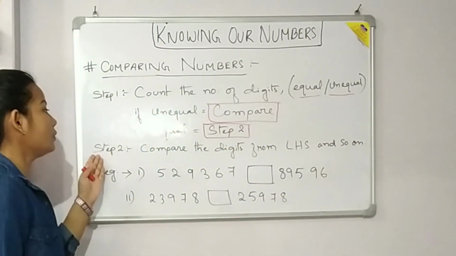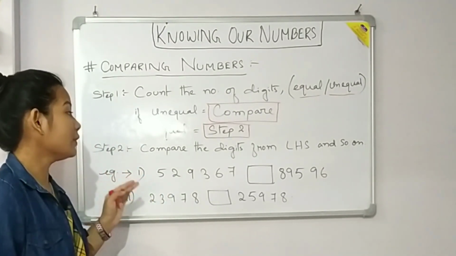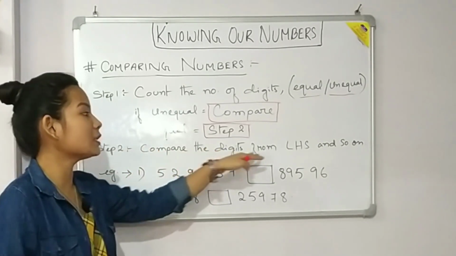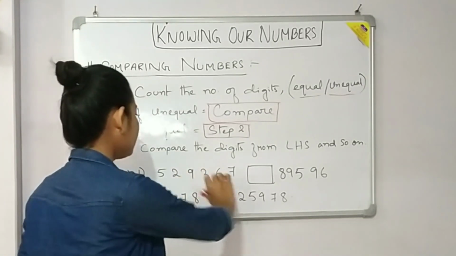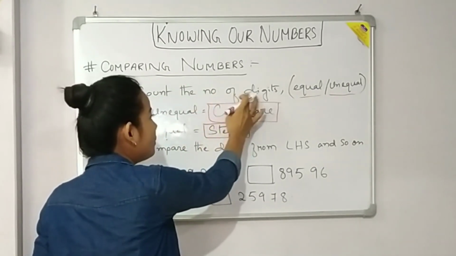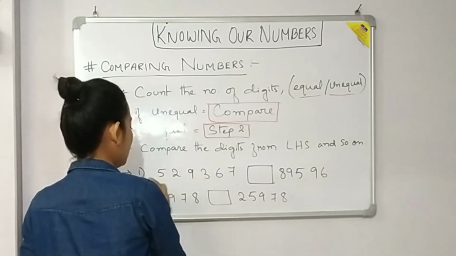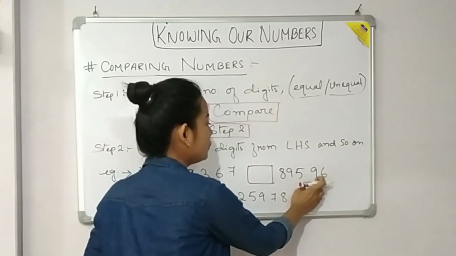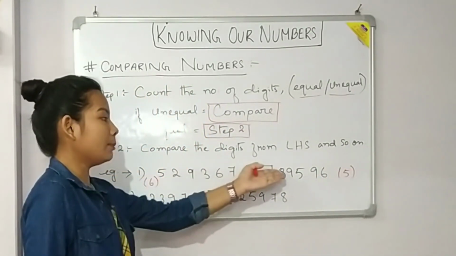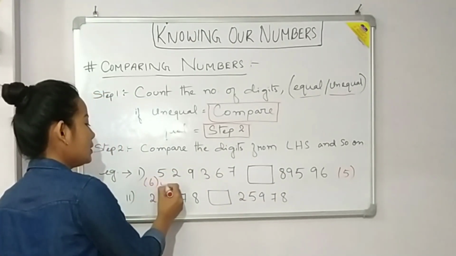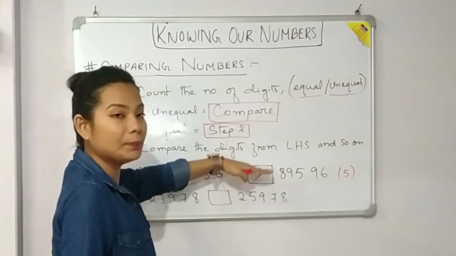So what is step number 2? If the numbers have equal digits, then we have to compare the digits from the left-hand side. Let us see, I have taken two examples. First of all, we have to count the number of digits. Let us count: 1 2 3 4 5 6. Here there are 6 digits, and here 1 2 3 4 5, 5 digits. That means the number of digits is unequal, and obviously we will say that the number with 6 digits will be greater than the number with 5 digits. Here we have completed our comparison.